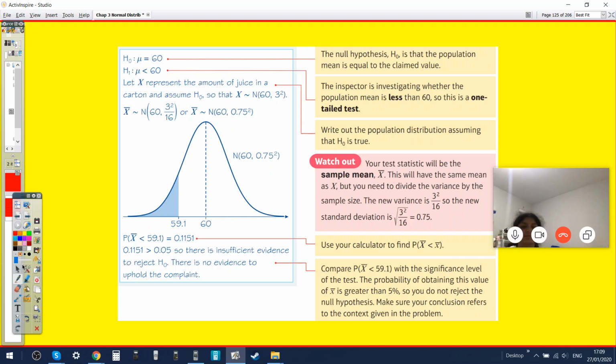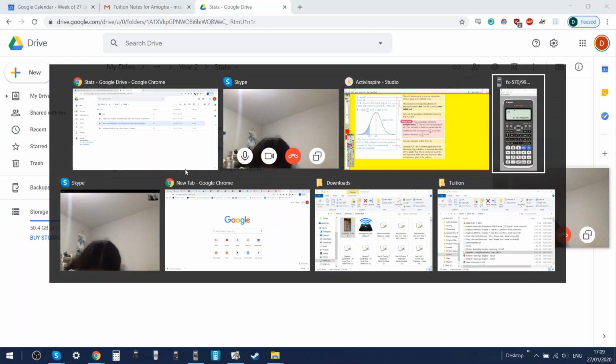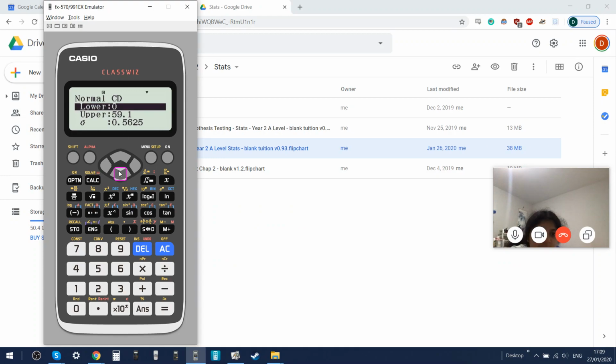Okay, what did we do here? They did x is less than 59.1. That's what we did. So we did 59.1 or less, but where did we... 0.75 squared. Is that the same? That should be the same, yeah. Of course, sorry. In our calculator, we just put it in wrong. I put in 3 squared over 16, but actually the standard deviation would just be 3 over 16, I think. Is that right?